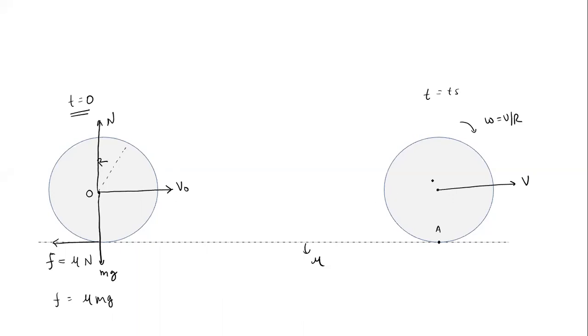Now you tell me one more thing. When the body starts pure rolling, the friction force is acting on that body. So will that friction force be a static friction or kinetic friction? Friction at this point should be static friction. Very good. How can we say it is static friction? Can anyone tell me the reason for that? Why is it static friction here?